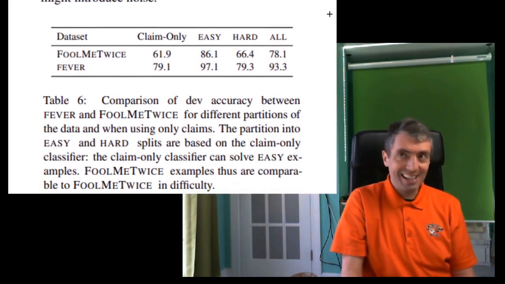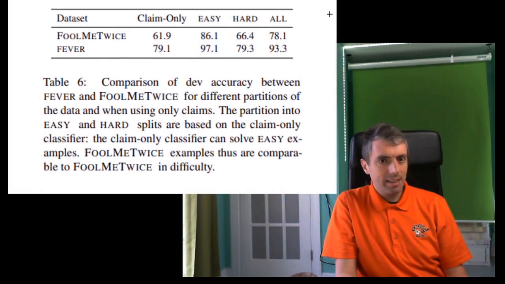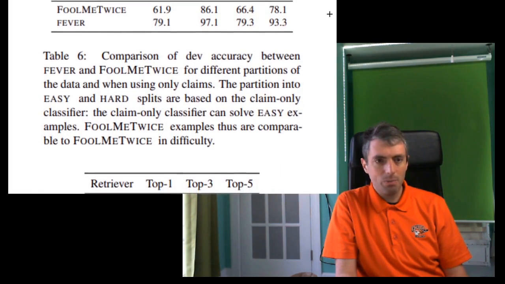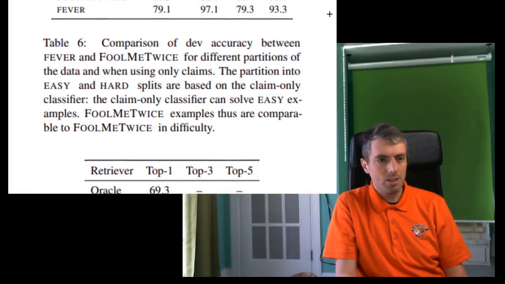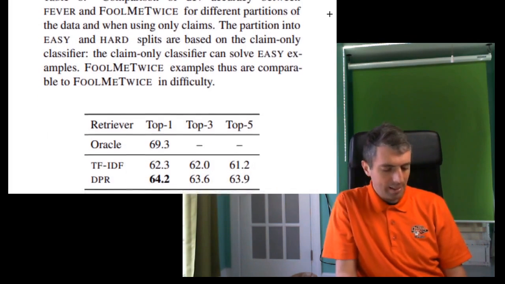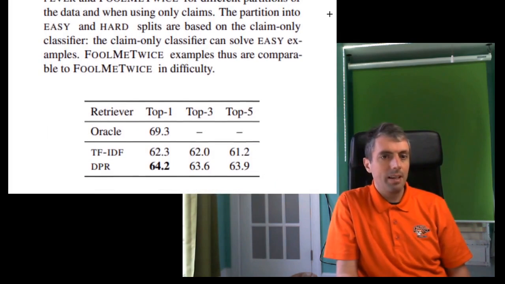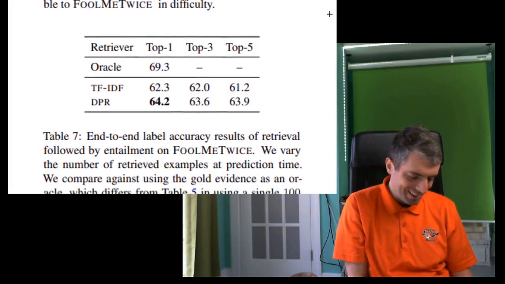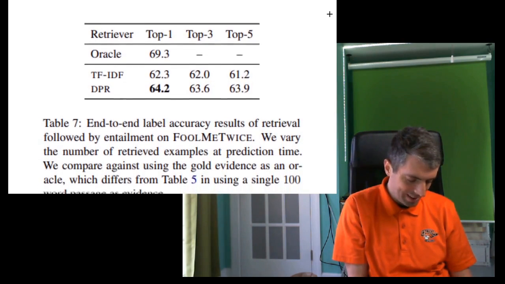Let's take a look at Table 6. Comparison of dev accuracy between Fever and Fool Me Twice for different partitions of the data when using only claims. The partition into easy and hard splits is based on the claim-only classifier. The claim-only classifier can solve easy examples. Fool Me Twice examples are thus comparable to hard Fever examples.